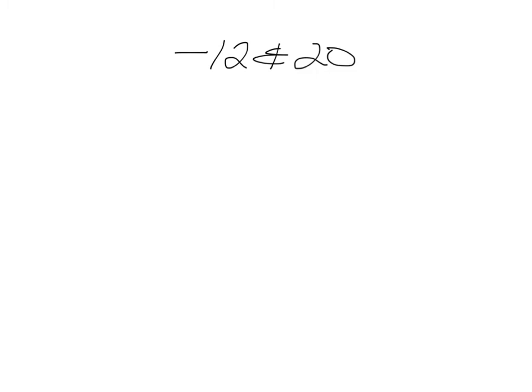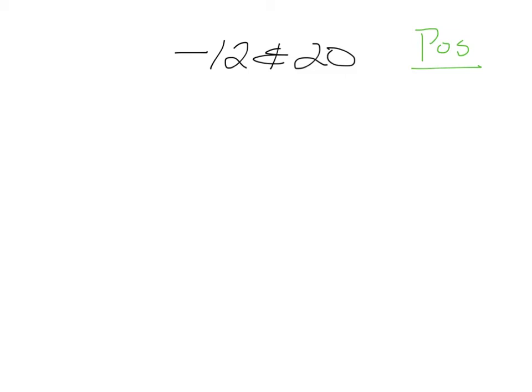Alright, so we're going to work on finding the distance between two numbers. So one of the things you have to know is whenever you're looking for a distance, your answer is always going to be positive because the distance is always positive. We talked about this with absolute value. So the first example we're going to deal with here is when the signs are different. So we have negative 12 and 20.